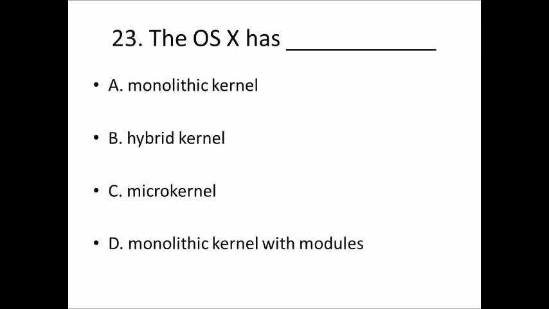The OS X has dash. Option A, monolithic kernel. Option B, hybrid kernel. Option C, microkernel. Option D, monolithic kernel with modules.